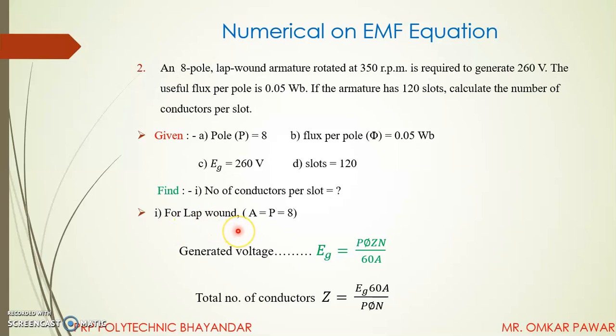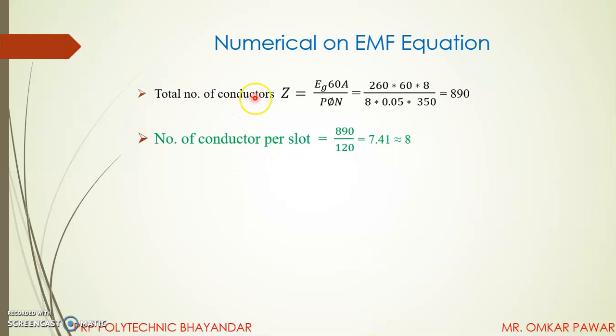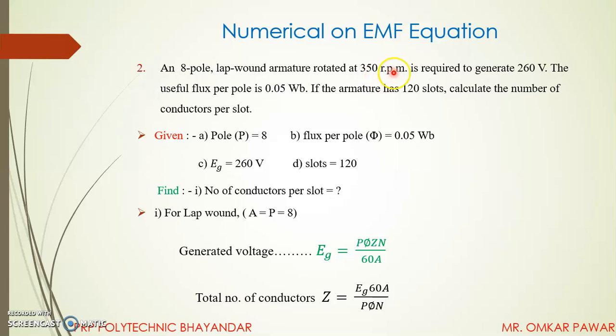So for lap wound, given is lap one. So A is equal to P, that is 8. So generated voltage Eg is equal to P phi Zn divided by 60A. We have to find the total number of conductors first, that is Z. We rearrange the formula, that is Z is equal to Eg 60A divided by P phi N. So putting the values, Eg is equal to 260, A is equal to 8, P is 8, phi is equal to 0.05, N is equal to 350. Speed is also given, N is equal to 350 rpm.